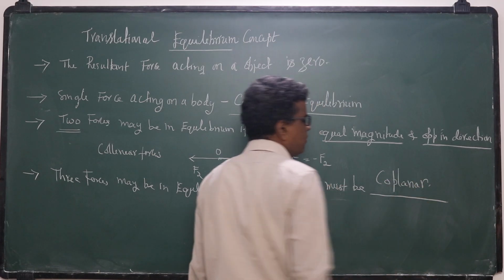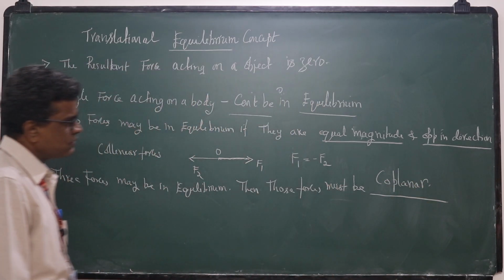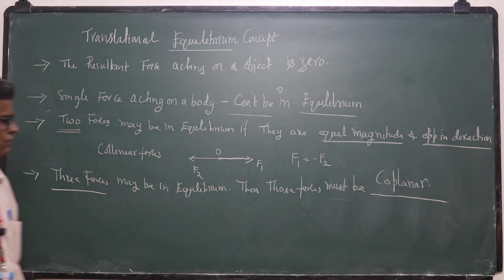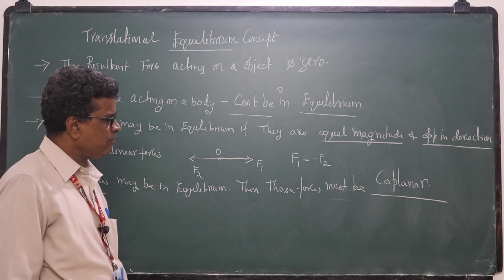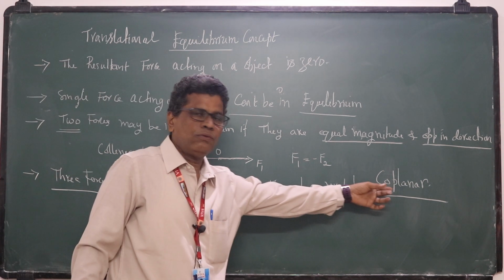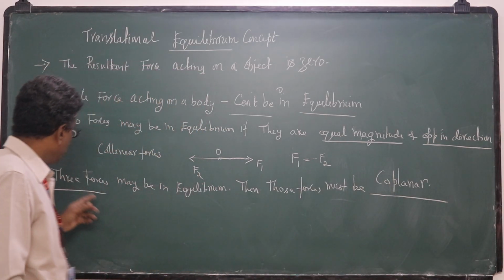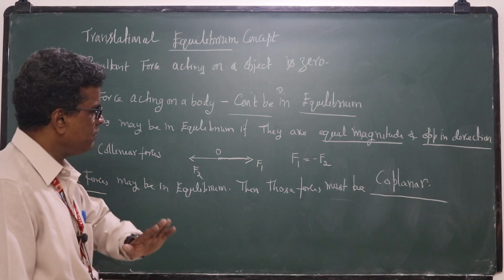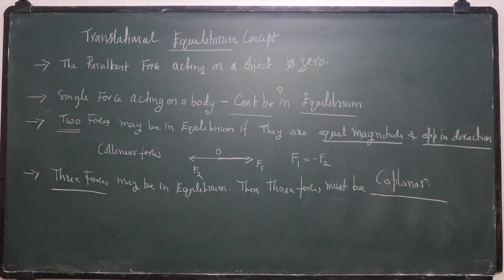They must be coplanar. That means they should lie in the same plane. So the minimum number of coplanar forces to keep a particle in equilibrium will be 3 forces. More than that is possible. Minimum 3 forces are necessary.